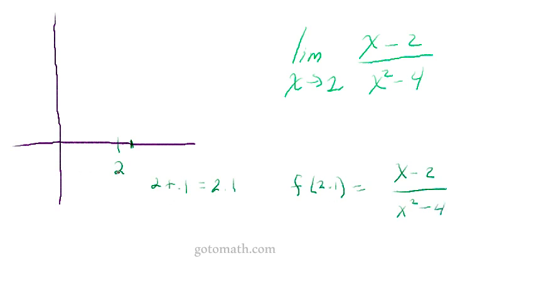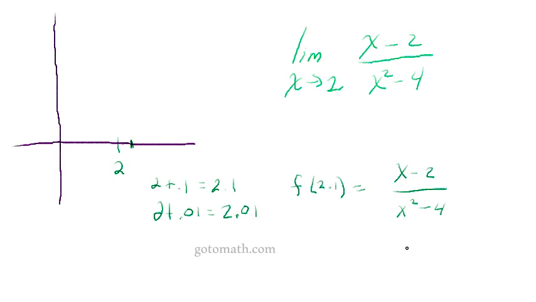Now if you notice, if we plug 2 directly into this, we end up getting 0 over 0, which means that there's a point that is missing somewhere on the graph there. It's not defined. But we can find out what that point is by getting closer and closer to 2. 2.01. So as you can see, we're getting closer and closer to 2 coming in from the right. Question is, what does this graph actually look like?